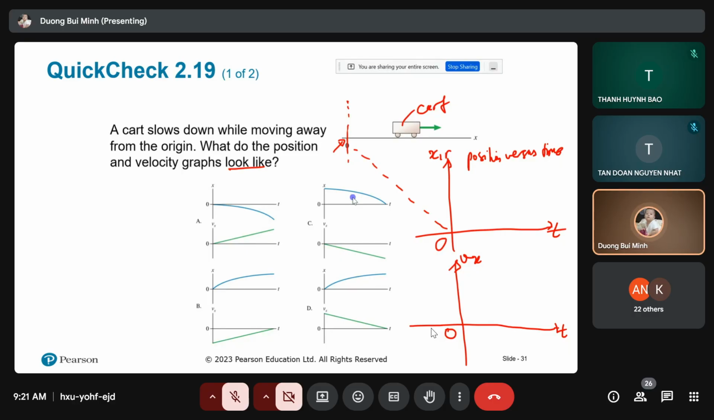You know, a car slows down. This is the key phrase: slow down. That means after some time the car will stop.